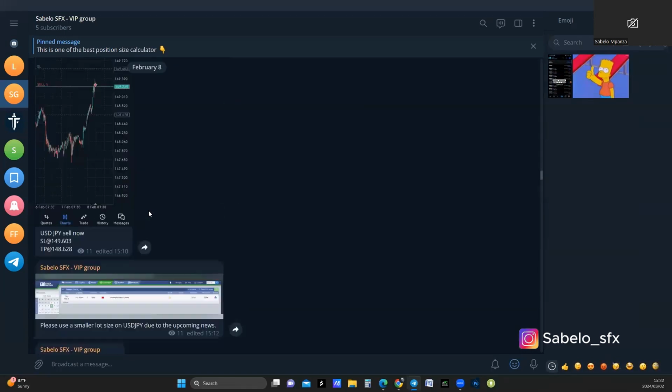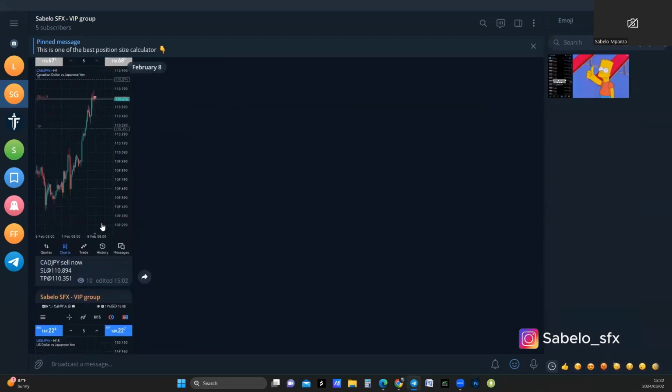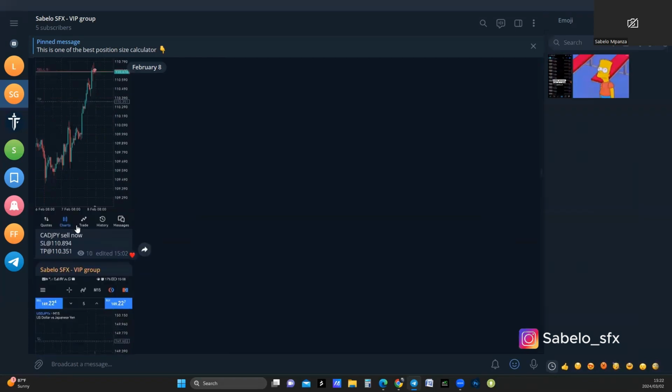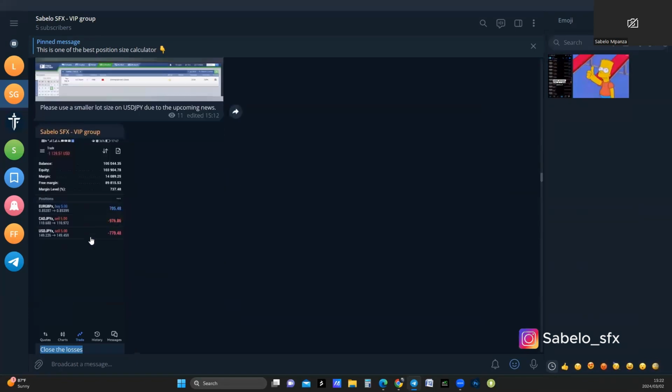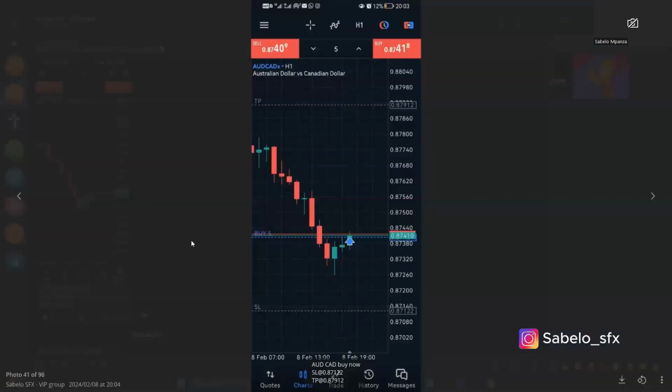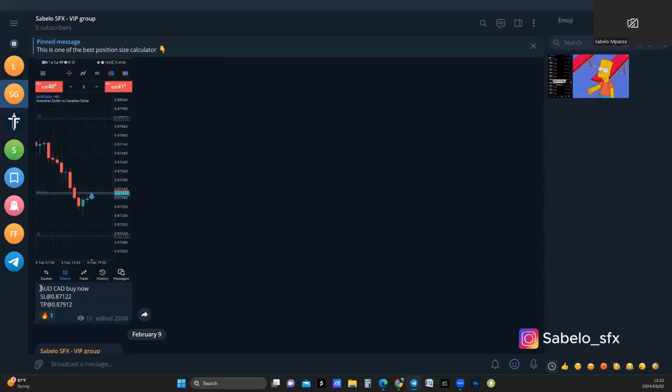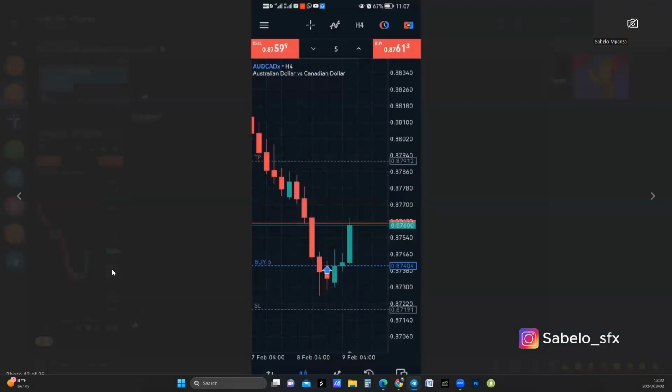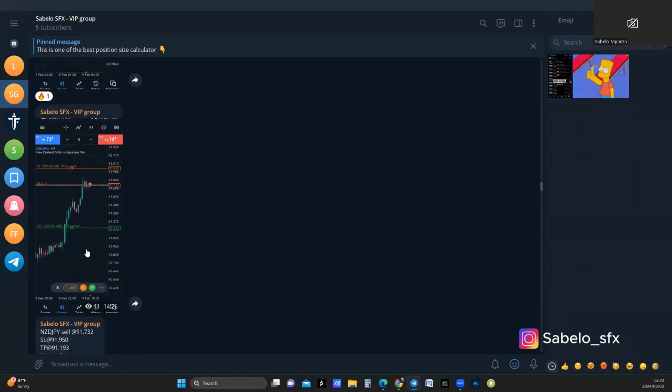I was supposed to sell only one currency pair here because there was news coming. So that was a risky trade. And then the following trade was AUD Canadian dollar for a buy, as you can see here. And the update, we were in profit with 1:1 risk to reward.